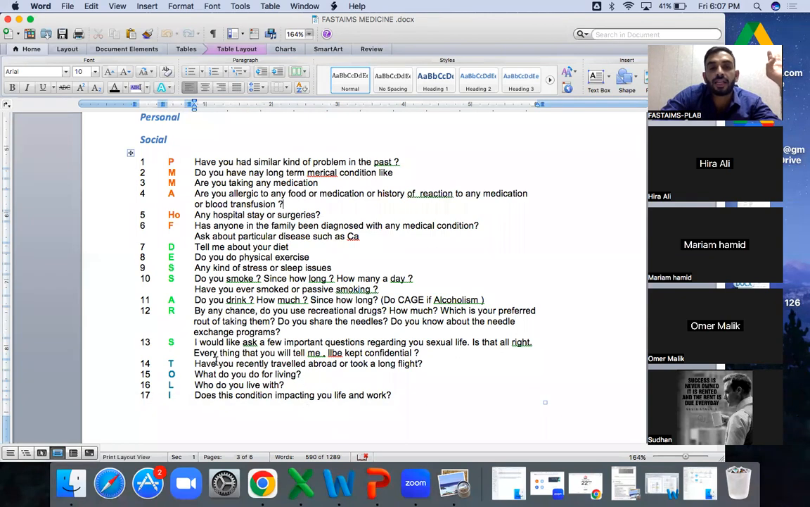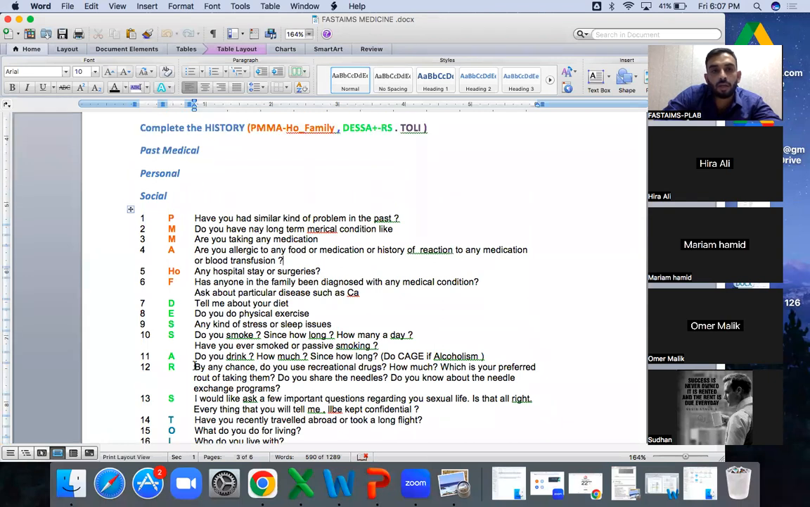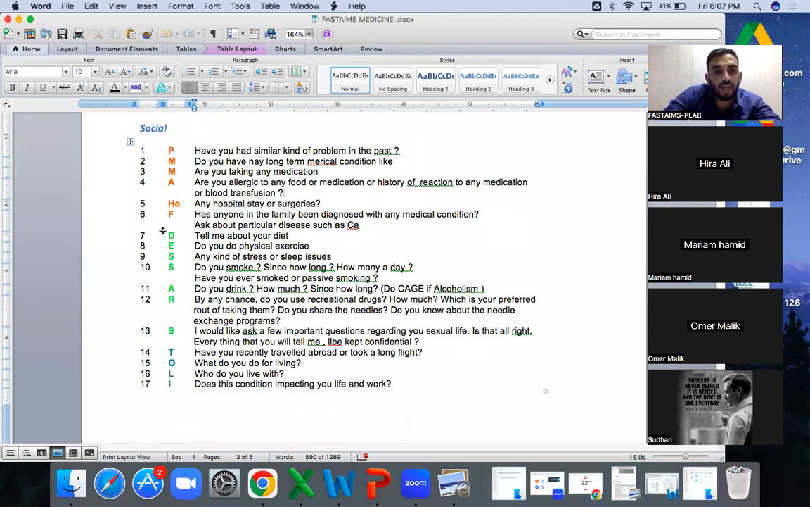Then it comes to TOLI, that is about social history. That was personal. Now it is the social history. Have you recently traveled abroad or taken a long-term flight? You will not be asking this question except for a TB patient, a DVT patient. There can be other patients as well, like an HIV patient.